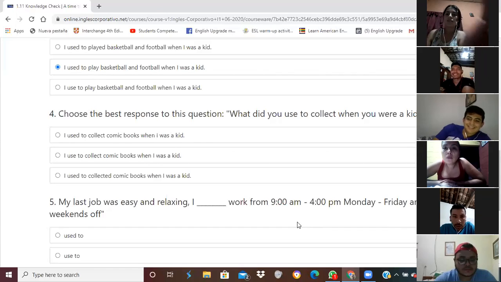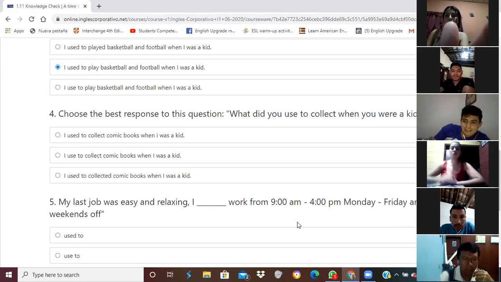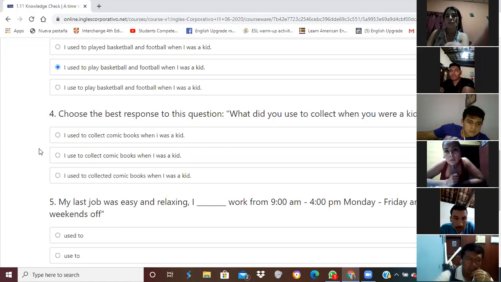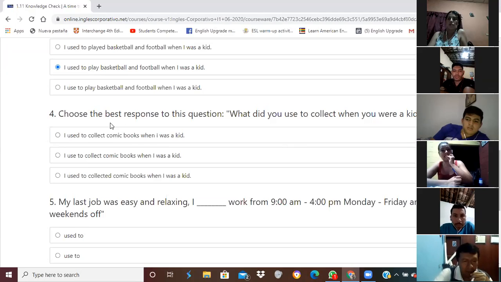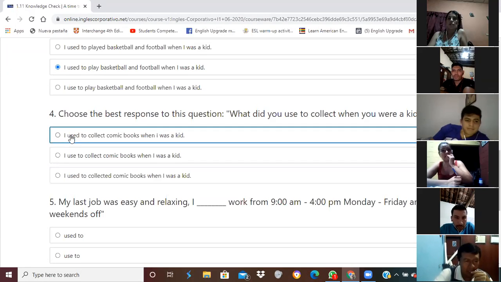Number four. What did you used to collect when you were a kid? What is your answer? Somebody, can you help me? This is the first one. I used to collect comic books when I was a kid. Yes, me too. I used to collect.